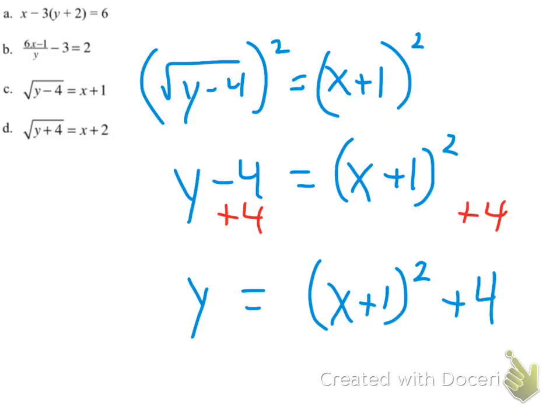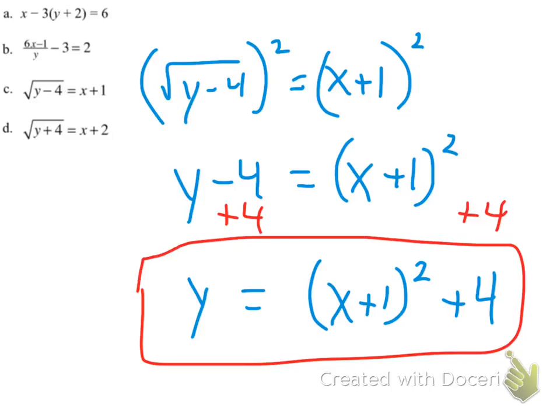So now when I add the 4 to both sides, I just end up getting y equals x plus 1 squared plus 4. And now that's written in graphing form, so if I'm looking at this being a parabola, I can go through and graph that. I can find my locator point here of negative 1, 4, and I can give a good sketch of what that's going to look like.